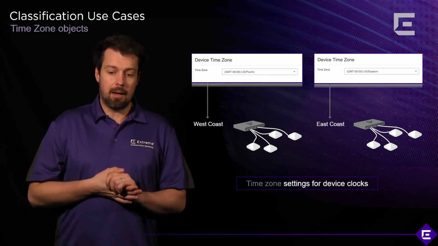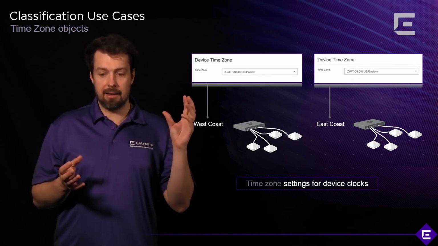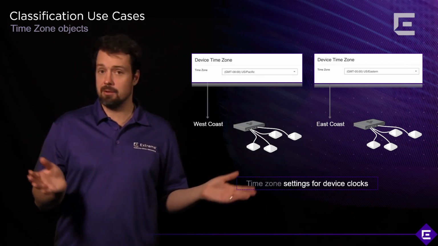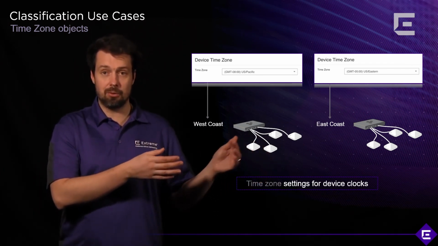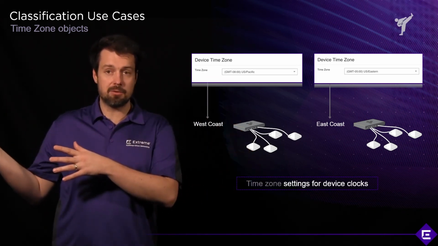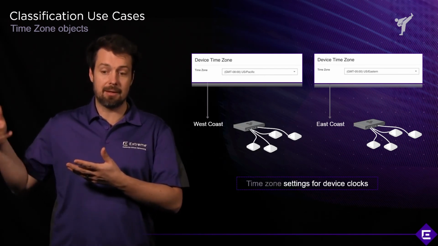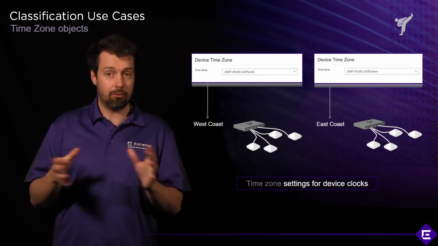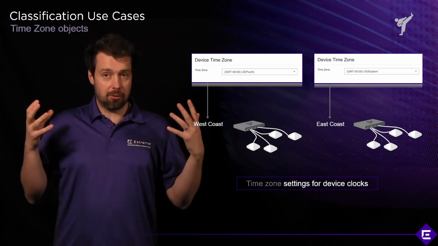So you could use classification use cases to apply a different time zone to devices in your West Coast by grouping all of your devices that are on the West Coast to a cloud config group called West Coast, and all the devices in East Coast, you would group them in a cloud config group called East Coast, and then assign a different time zone for that group.